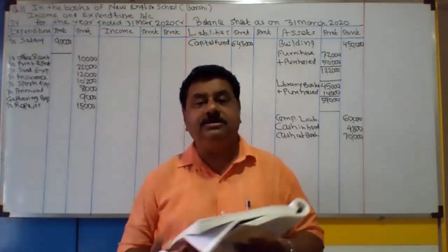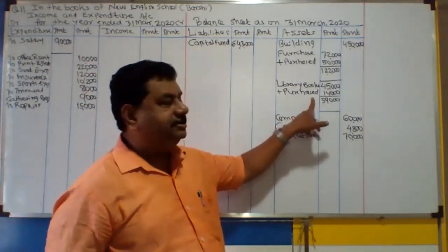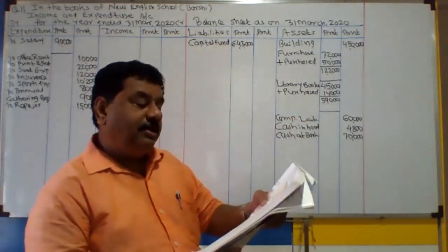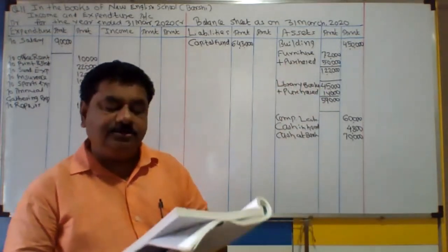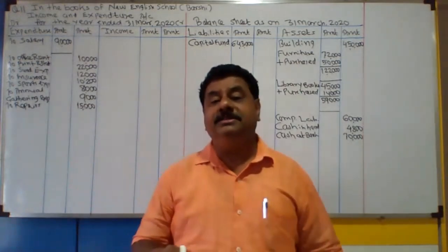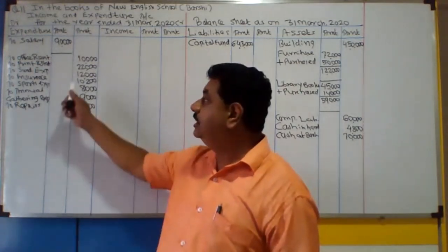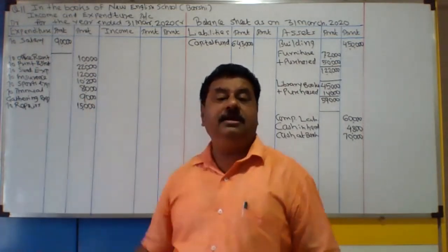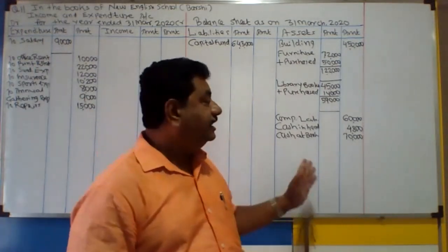Library books and furniture are added: in the library books, newly purchased 14,000, while in the furniture, newly purchased 50,000 rupees. Other expenses are day-to-day or revenue expenses recorded to the expenditure side. And finally, cash in hand and cash at bank are recorded in the balance sheet assets.